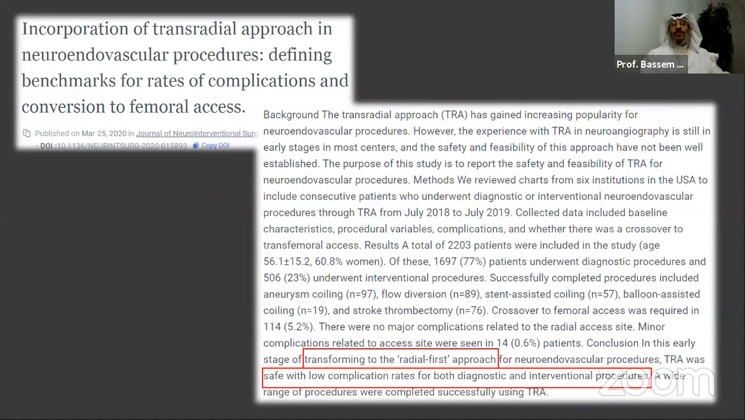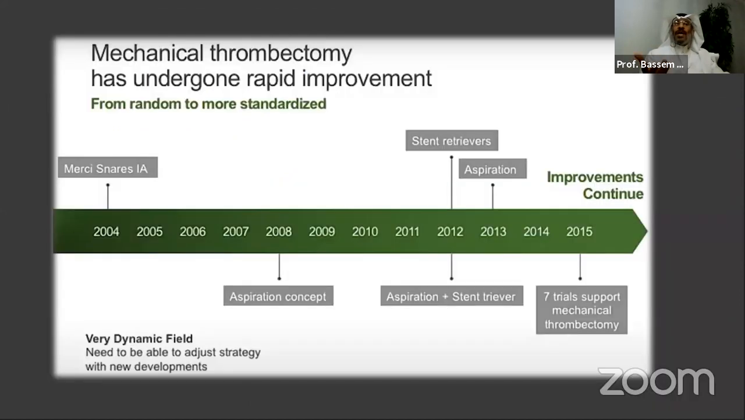Now, mechanical thrombectomy did not stop at the stage where it was established in 2015, but it took a long dynamic improvement and progression. And this came together with the diagnostic improvement, as well as the improvement in the technique itself and application, and also improvement in the material that we use.